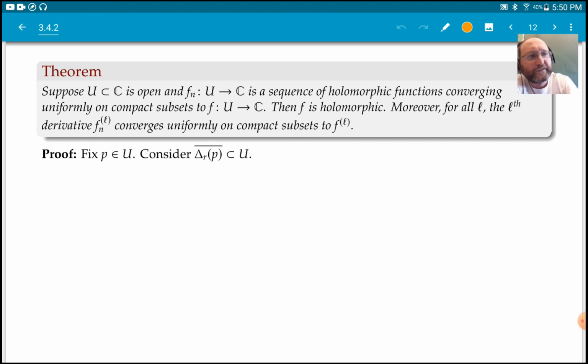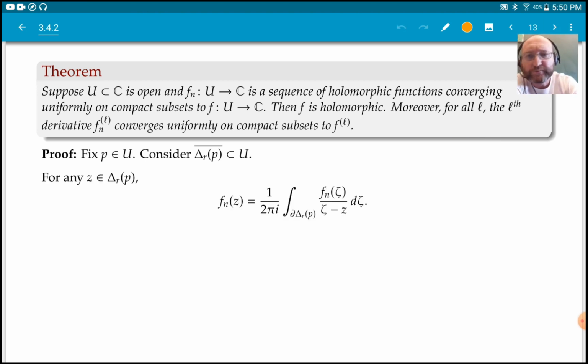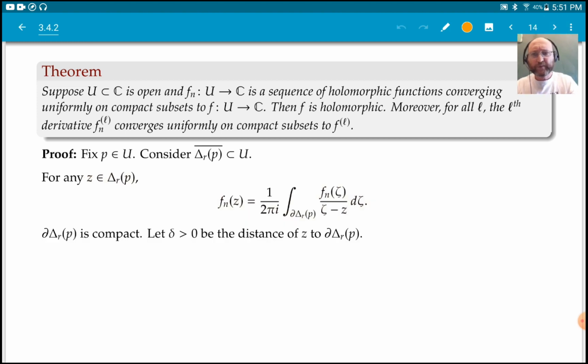All right, so let's fix a point P, and let's consider a little closed disk around P. And suppose that the whole closed disk is in U, so including the boundary, that's important. That's supposed to be a subset of U. Now, for any Z inside this disk, we do have Cauchy's formula. So this thing is true. If I take any Z, that's true. So fix that Z for a moment.